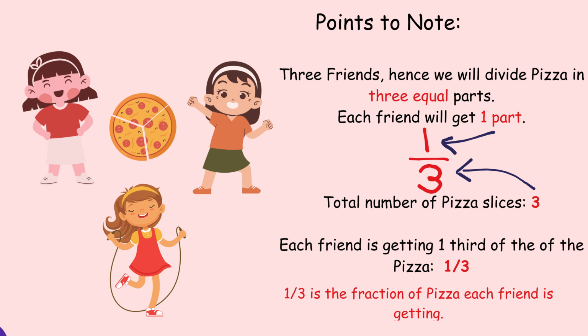Here, 1 is the portion which each friend will get, and 3 is the number of the portions. 1 is also known as numerator, 3 is known as denominator. We will understand more on this in this video.